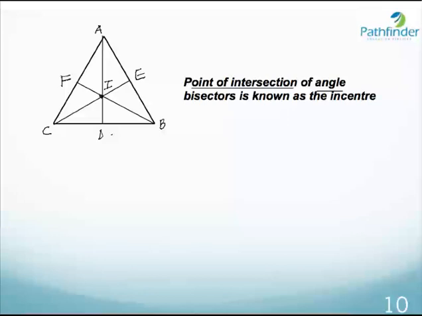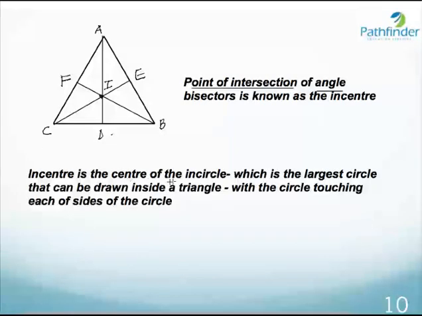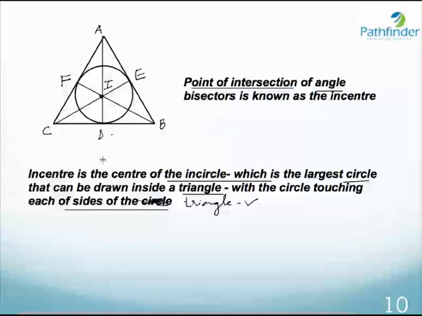And what is so special about this incenter? Incenter is the center of the incircle, and incircle is the largest circle that can be drawn inside a triangle, with the circle touching each side of the triangle. So here you can see the incircle of a triangle and the circle touches the triangle at points D, E and F. So we can also say that incenter is equidistant from the three sides, and this distance of the incenter from any of the sides is termed as small r, which is nothing but the inradius.